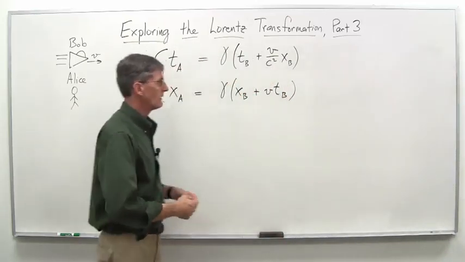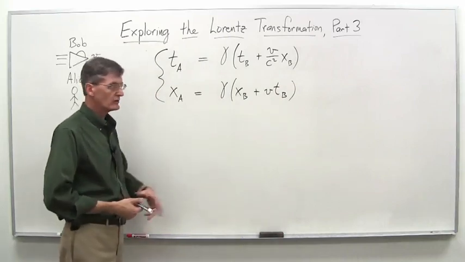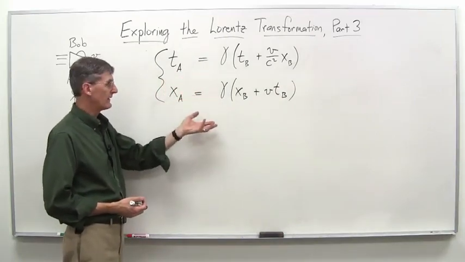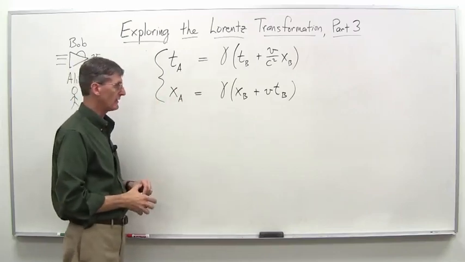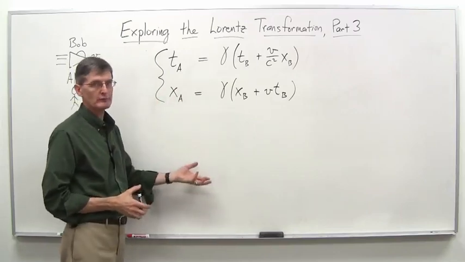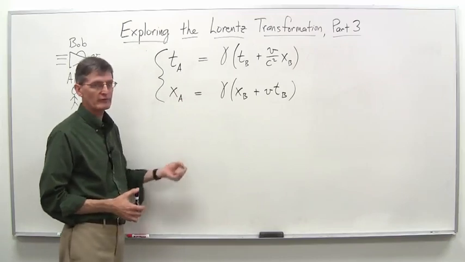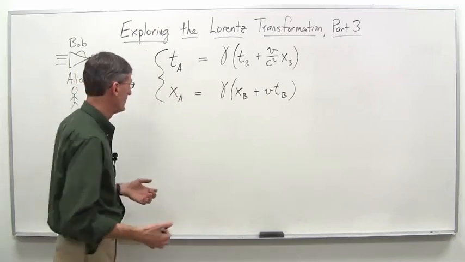Part 3 of exploring the Lorentz transformation. Here are the equations back again, and I've changed them back to A and B for Bob and Alice because we're going to write a new version of them up here, and it will be easier to see what's going on if we're thinking about Alice and Bob again.